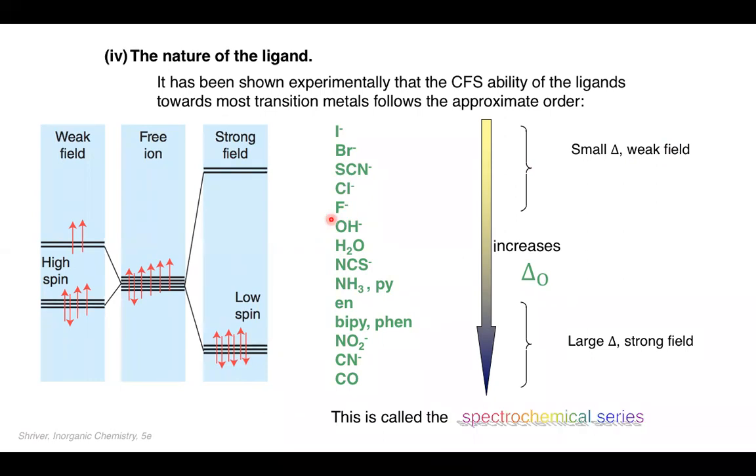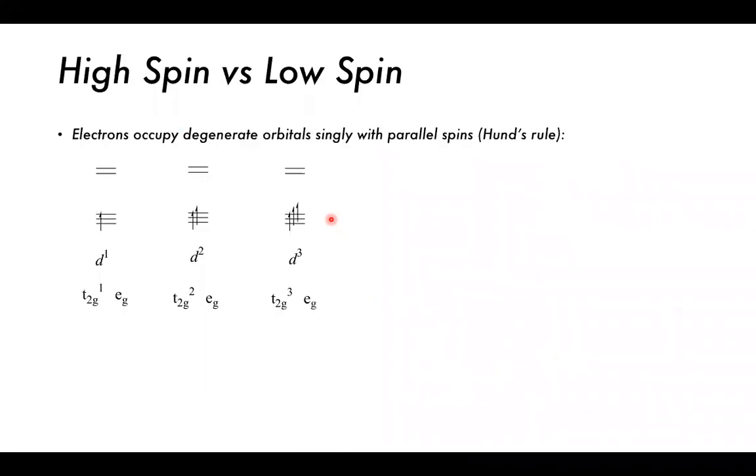So this is called the spectrochemical series, because obviously the nature of the ligand will change the color of the complex. And so colors and things like that are related with wavelengths and those transitions. And so those are colors, and that's part of spectroscopy. Okay. So high spin versus low spin.